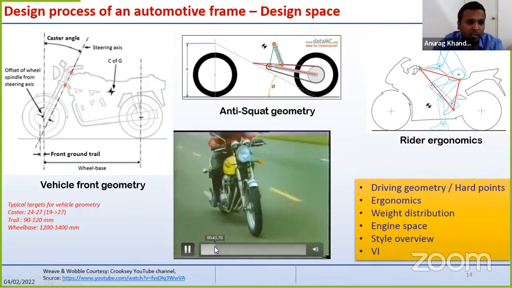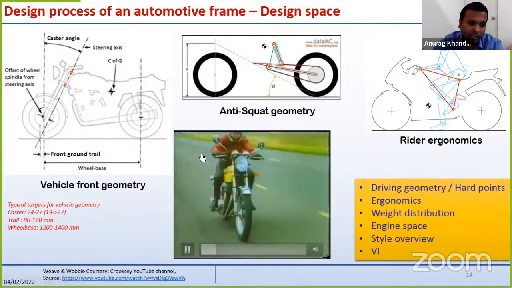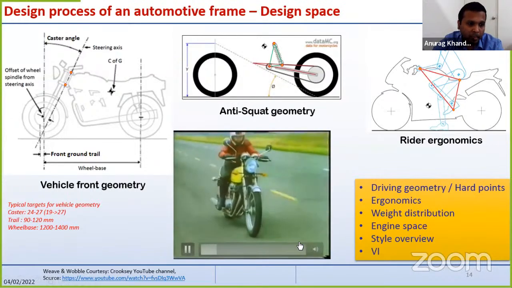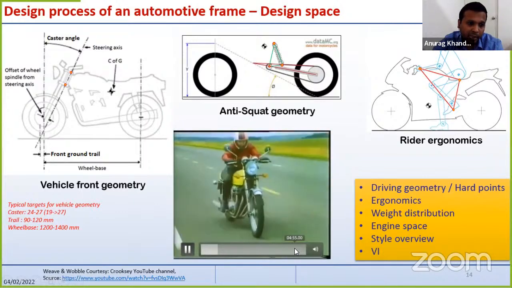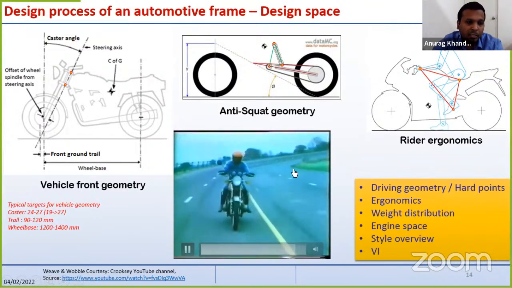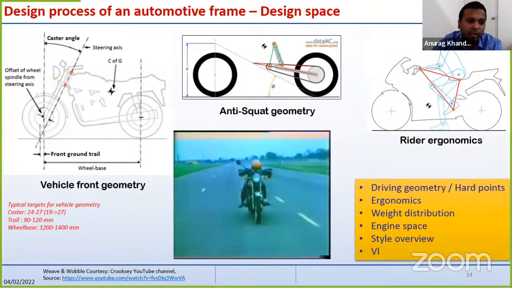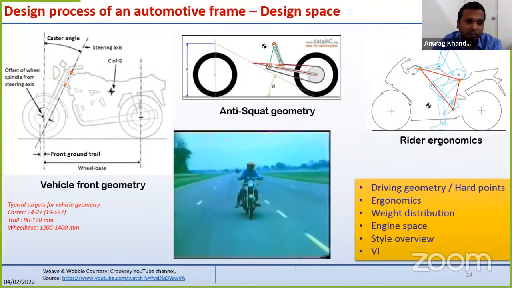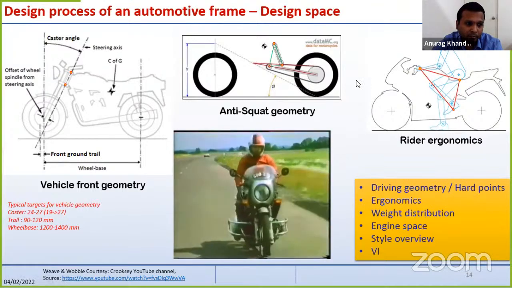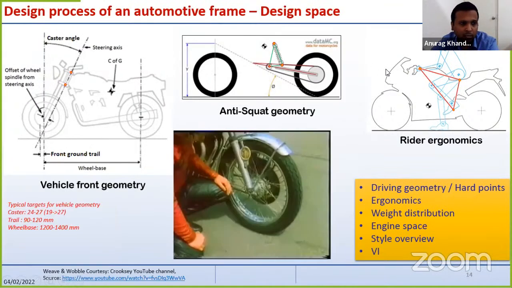The next phenomenon is called weave, where both front and rear wheels are involved. It goes side to side. It can also be very rigorous at higher speeds. Here you see the rider is trying very hard to control it. He's trying to duck down, trying to bring his CG down in some way to control the motion. Those phenomena, those handling characteristics we saw, are the output of the vehicle geometry. What you see in the first image is the vehicle frontal geometry.